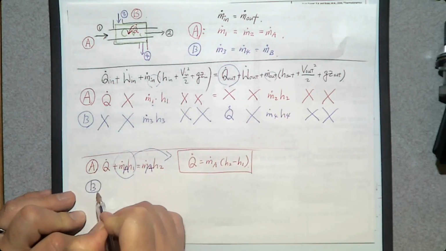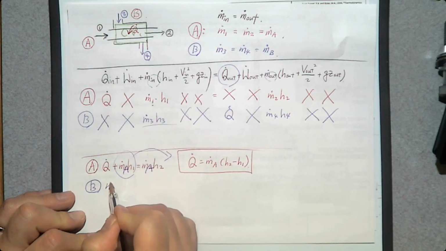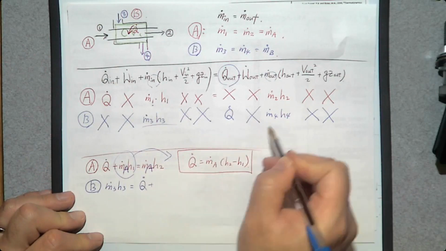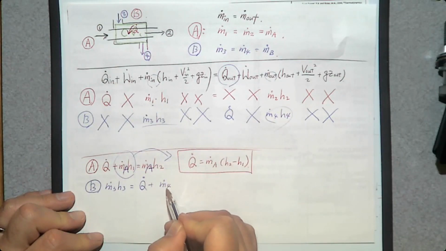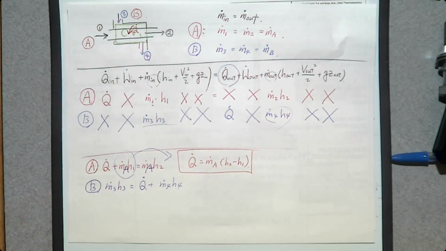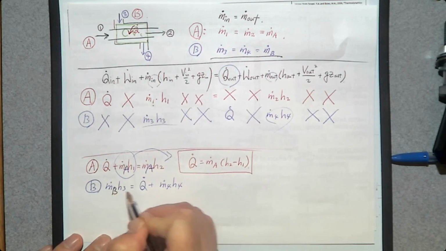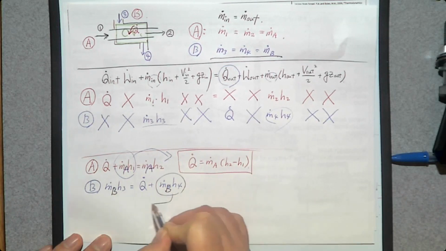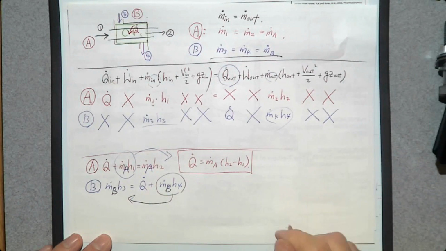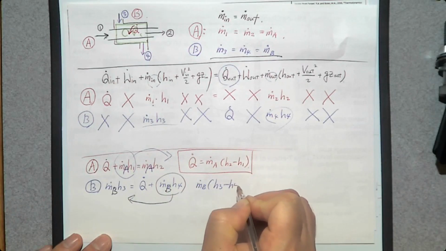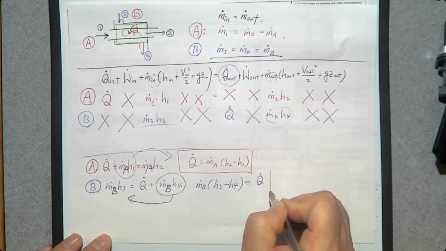So the energy balance equation is going to be this one: m dot number 3, h3 equals Q dot plus m dot 4, h4. By the way, according to this mass balance equation, m dot 3 is the same as m dot 4. So we can just say m dot of B. Let's move this one to the left-hand side. We get m dot of B times (h3 minus h4) equals Q dot.